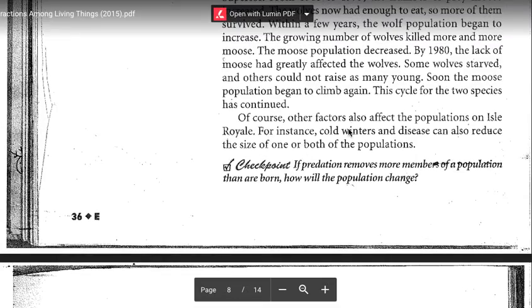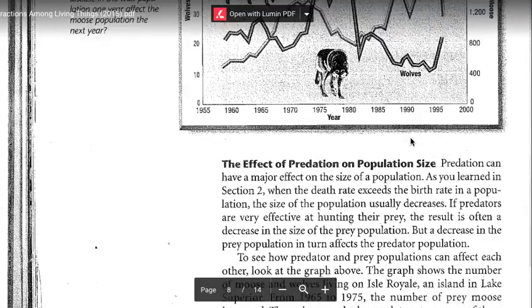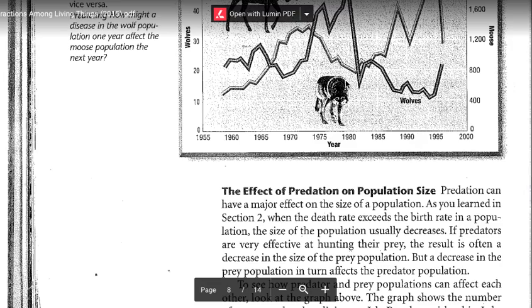Okay. Of course, other factors also affect the populations on Isle Royale. For instance, cold winters and disease can also reduce the size of one or both of the populations. Interesting. So maybe there was a really cold winter or some kind of disease that hurt them in that instance that we just looked at.